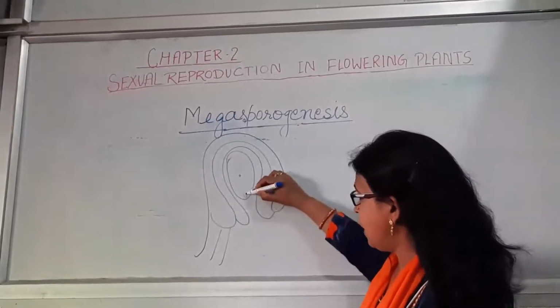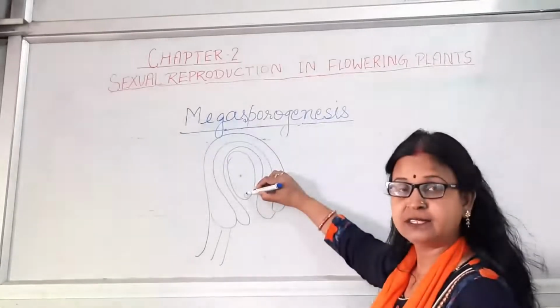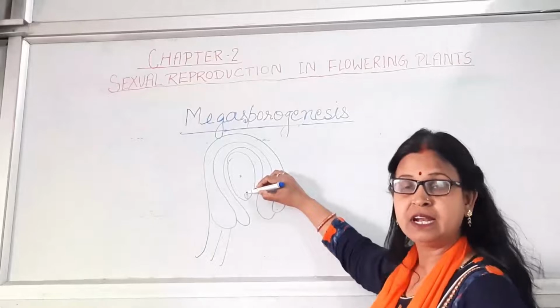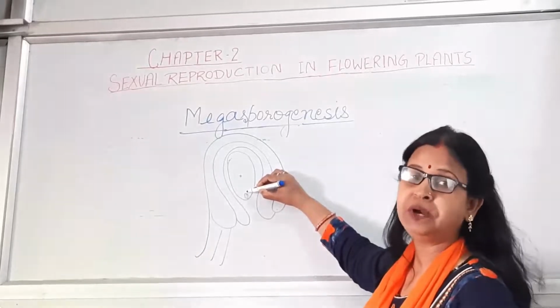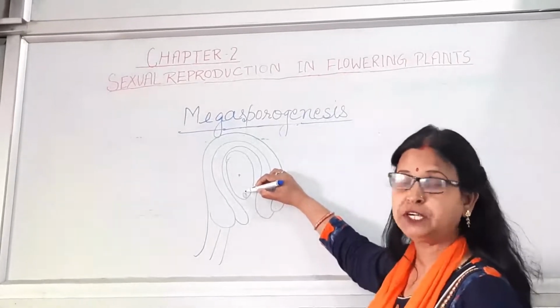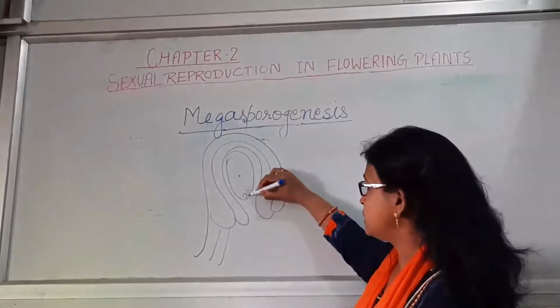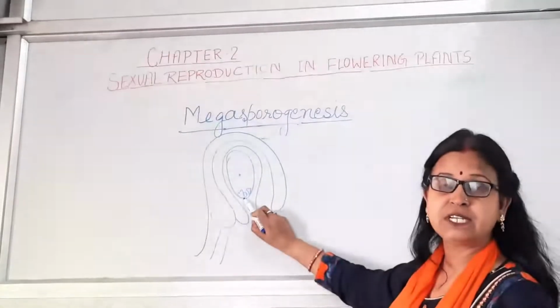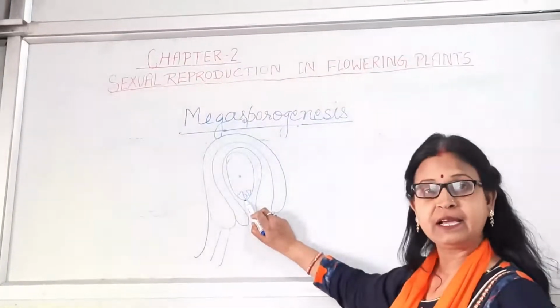This is the micropylar end, this is the chalazal end. So 3 will come here, that means, here. 1 will make the egg and the other 2 will make the synergids with filiform apparatus, and they will direct the pollen tube to enter. They will help the pollen tube to enter here. So in this way, all these 3, that means 1 egg and 2 synergids, are collectively known as egg apparatus.